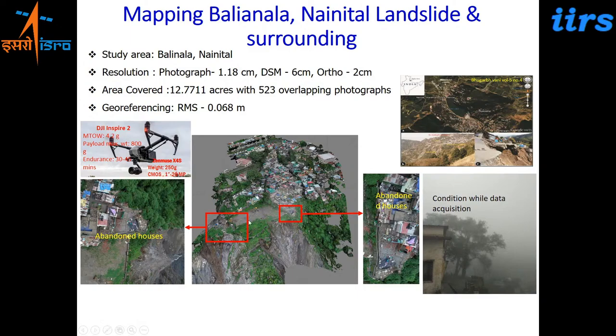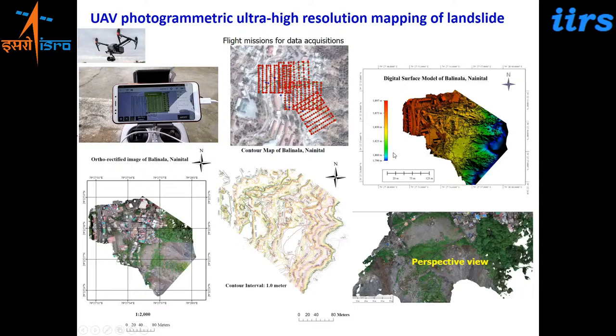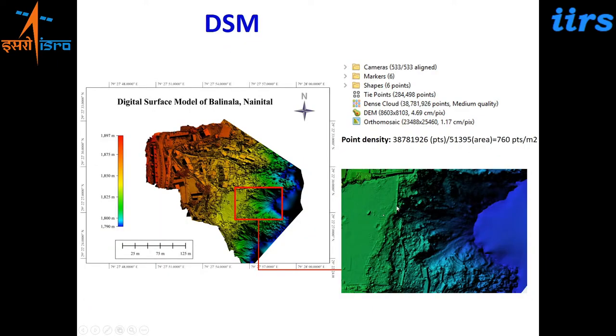And so this is how the flight planning was done, the flight missions for the data acquisition. We could generate a 1 meter contour interval, a complete 3D perspective digital surface model where you can see minute details of the landslide zone areas. A detailed slope map and the contours of this area were generated and handed over to the agency for further action. They will be doing geotechnical surveys to correct for this.